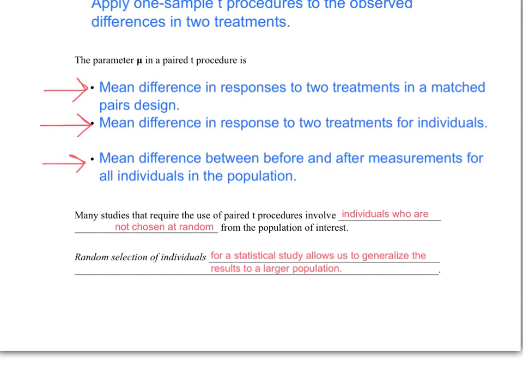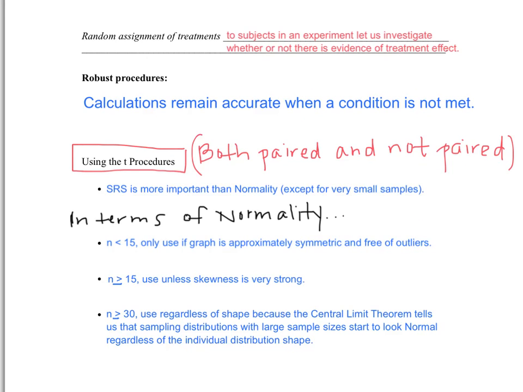So think about why we want to randomly select individuals in the first place. For a statistical study, this allows us to generalize the results to a larger population. Since we can't randomly select the individuals, the randomization comes here in terms of the assignment of treatments. So that lets us investigate whether or not there is evidence of a treatment effect in terms of who is randomly assigned which treatment, or again, in which order each individual is assigned a treatment.